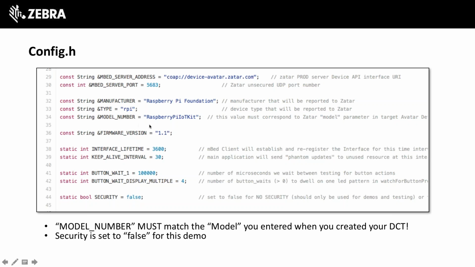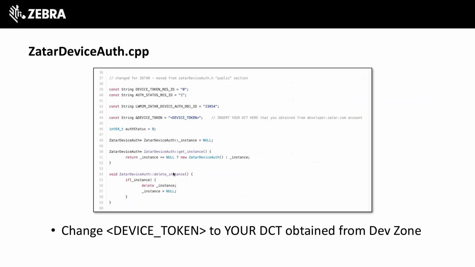Here is the model number, the most important thing. That's the thing that the device reports. If you change that, the demo won't work, because it won't work with the avatar definition and the DCT that has that embedded in it. You have to change all three or it doesn't work. All right, that's all I want to say about that. So the one thing you have to change is Zatar device auth.cpp.